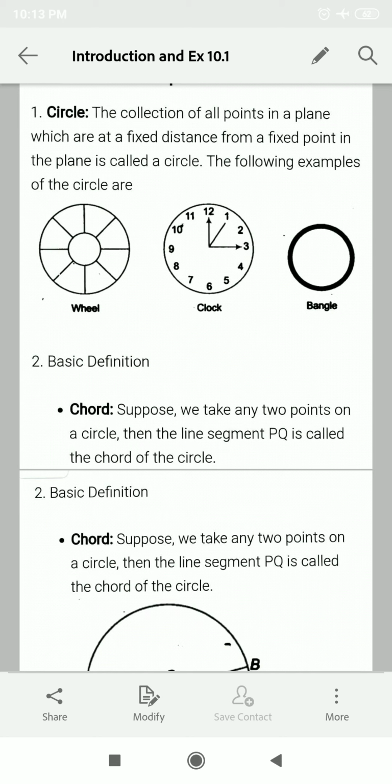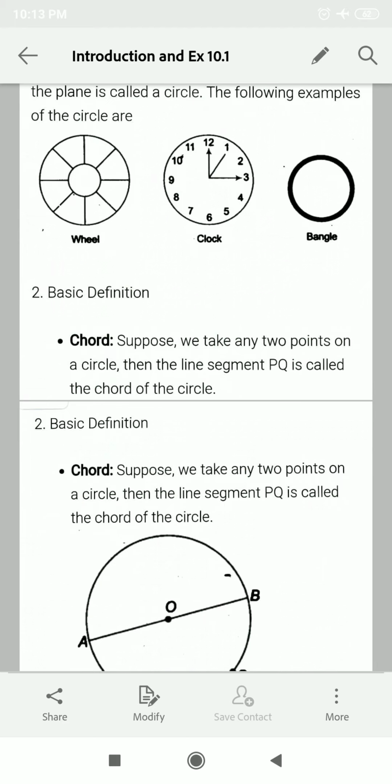Suppose you have a plane and you have put a point on that plane, on a sheet of paper, and then from that point take so many points which are equidistant from that point. If you join all those points, you will automatically get a circle. So the following are examples of the circle: a wheel, a clock and a bangle. You know so many other examples as well.